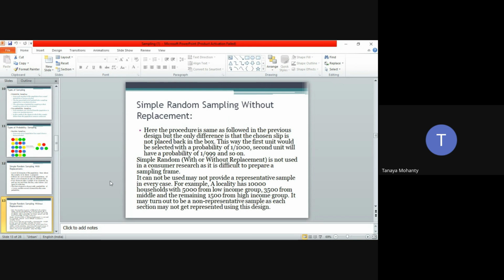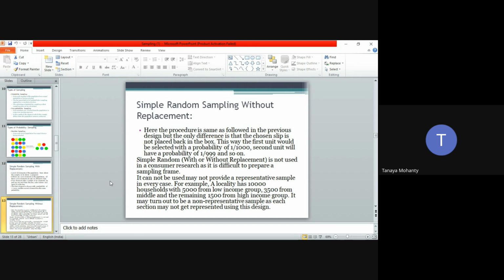So when you choose the second element, the probability of the second element being chosen is 1 by 999. The third element will have the probability of 1 by 998. The fourth element will have the probability of 1 by 997. And so on. It will go like this. So this is what we call simple random sampling without replacement. Simple random sampling with or without replacement is not mostly used in consumer research, as it is difficult to prepare a sampling frame.